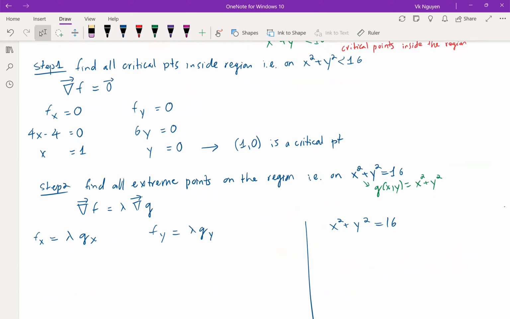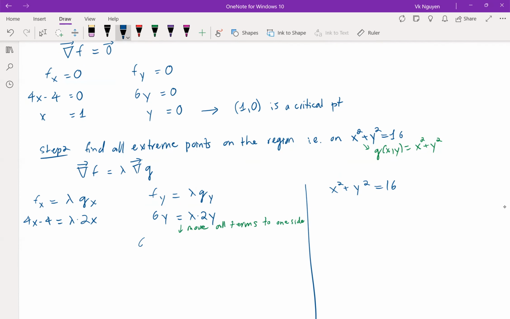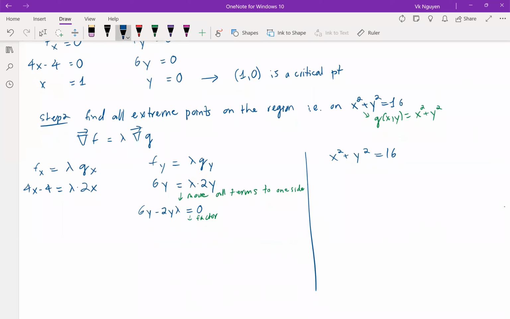We did it right down here. So 4x minus 4 equals lambda times 2x. And on the other side, 6y equals lambda times 2y. So 6y minus 2y lambda equals 0. Factor: 2y times (3 minus lambda) equals 0. So we know that y equals 0 or lambda equals 3.